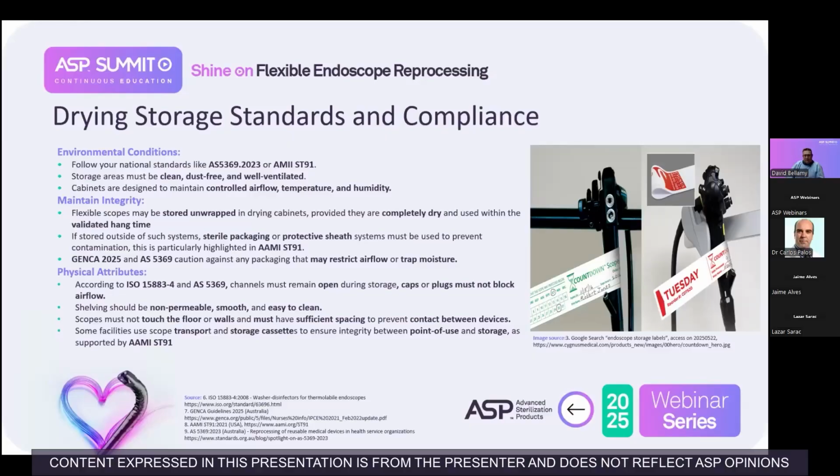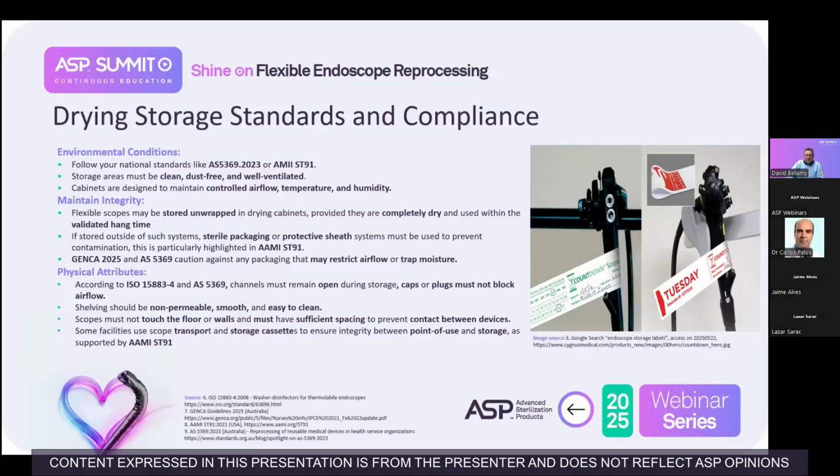So they're now defining the environment and physical conditions that are required for compliant and safe storage of flexible endoscopes. Looking at the recommendations: store scopes in a clean, dry, well-ventilated cabinet, ideally those compliant with ISO 16442. These cabinets are designed specifically to maintain controlled airflow, temperature, and humidity. Also, 5369 and GENSA emphasise that drying should occur without delay post-processing, temperature must remain stable, and HEPA filtration should be used.